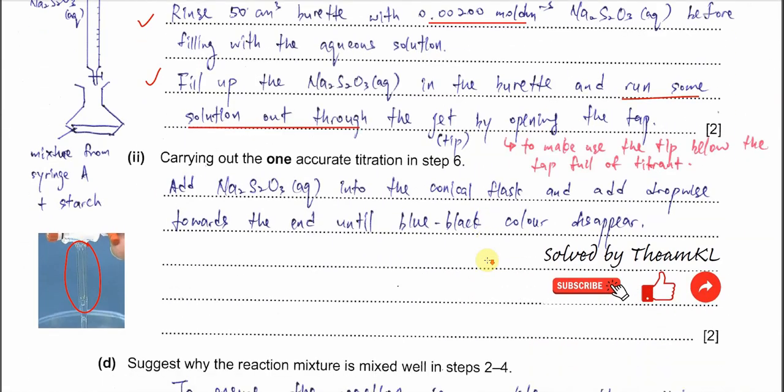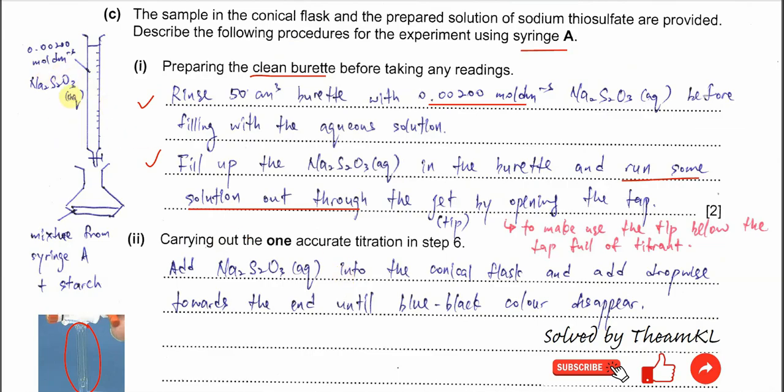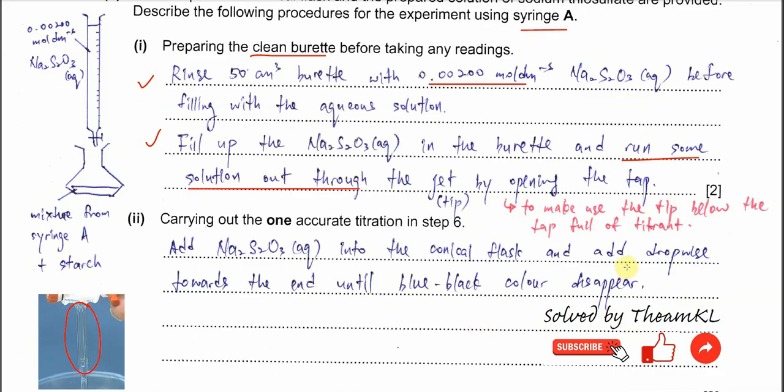To do the 1 accurate titration, we need to add the sodium thiosulfate into the conical flask like this. Of course, it is mixed with the starch, right? It's a blue-black color, and add dropwise towards the end. Meaning when it's almost the end point, you need to add drop by drop until the blue-black color disappears. Because we are using the starch with the iodine, it will form blue-black. So when the blue-black disappears, it means it's the end point.